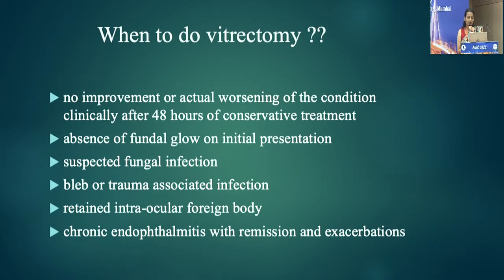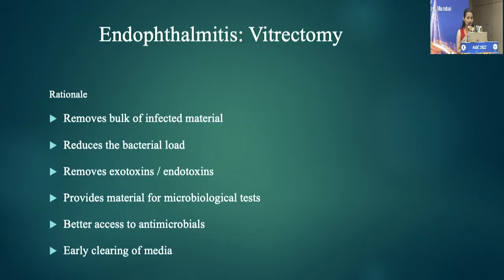So when do we do vitrectomy? When there is no improvement or actual worsening of the condition clinically after 48 hours of conservative management, absence of fundal glow on initial presentation, suspected fungal infection, bleb or trauma-associated infection, retained intraocular foreign body, and chronic endophthalmitis with remissions and exacerbations are some of the indications for vitrectomy.